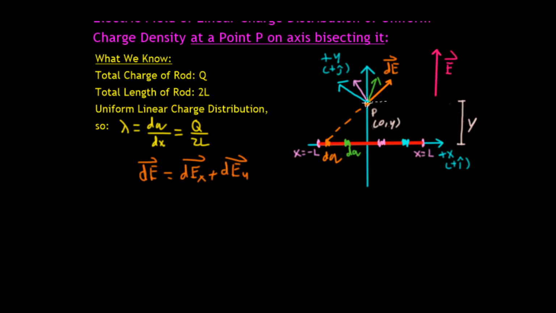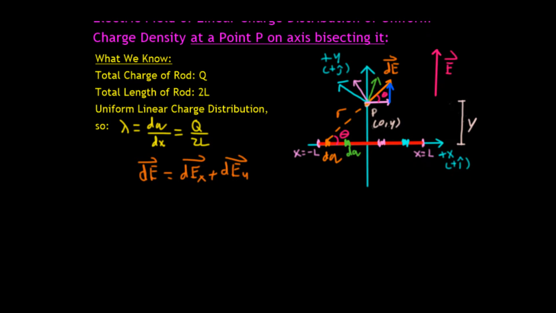So this is dEx right here, and this is dEy right here. We also want to keep in mind that this angle here is theta, and that's the same angle as this angle right here, the angle between this imaginary dotted line to the dE and the x-axis. And this distance is r, and this distance is y, from here to here.